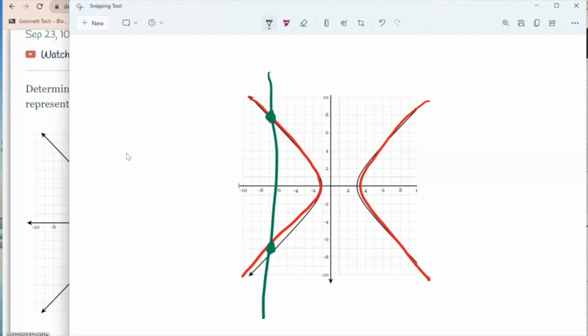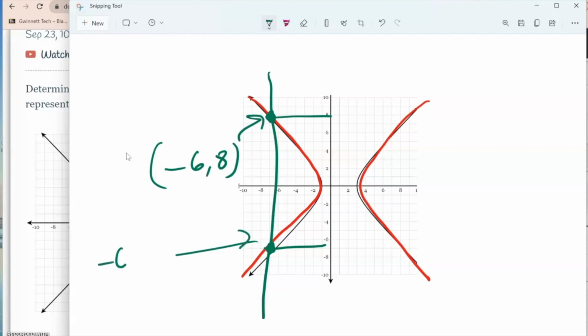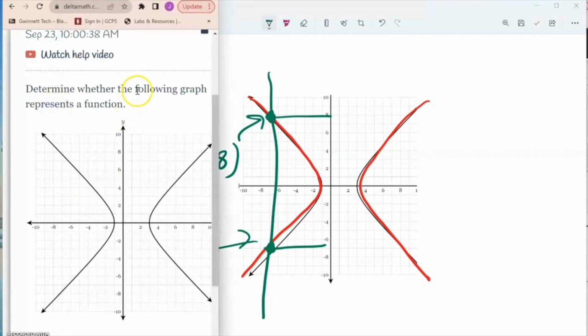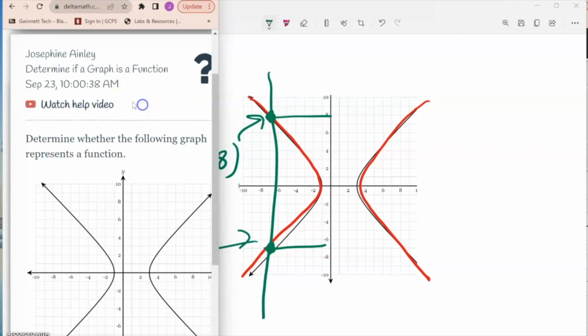So x is repeated at these 2 points, and I'll just prove that to you really quickly. I'm going to write down these 2 coordinates. So this coordinate right here is, okay, and again, my writing is going to be a little off, but -6, 8 is this one. And then this one right here is -6, -7. And you can see at that point, x is repeating. So that's what a vertical line test does. It makes it to where you don't have to write coordinates down. So if it crosses more than 1 time, it is not a function. So this one is not a function. If it only crosses 1 time, it is a function.